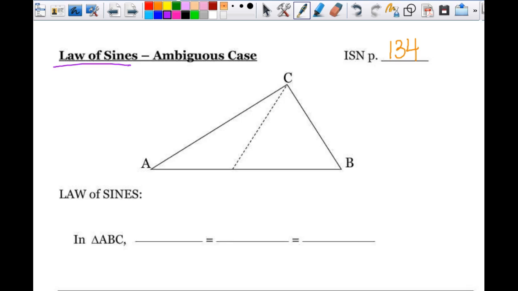Who knows what ambiguous means? Well, it's open to interpretation. It could have more than one meaning. Okay, so it might be like something you can't really figure out. It could be more than one thing, that sort of thing. So we looked at the ambiguous case when we were doing congruent triangles as well.